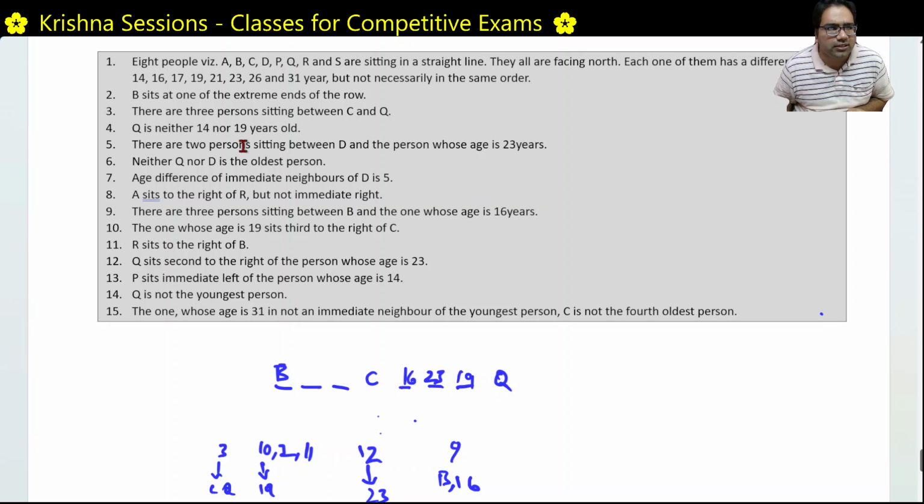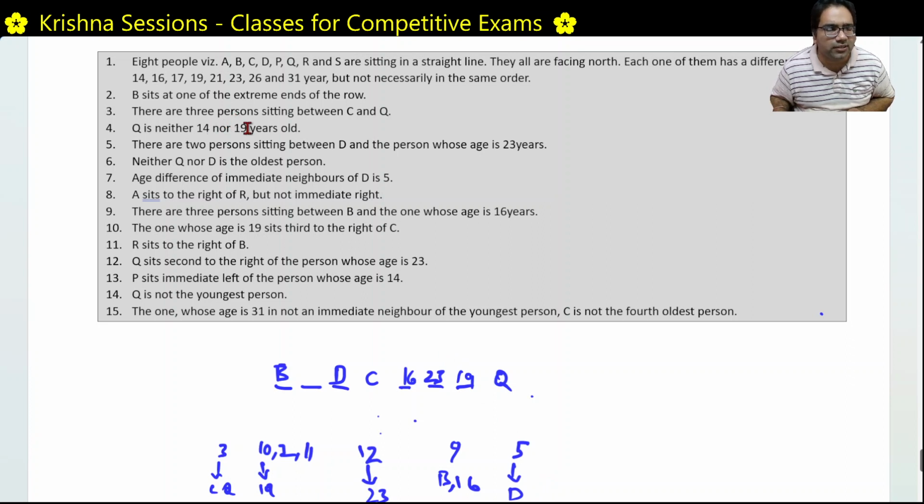Now, there was one condition regarding D, right? There are 2 persons sitting between D and the person whose age is 23. So, right? 2 persons sitting. There is no more slot here, right? All 8 are closed. 1, 2, 3, 4, 5, 6, 7, 8. All 8 are closed. So, where can D sit? D cannot sit here because 8 are closed. So, D has to sit 1, 2, D. This has to be D. Right? So, condition number 5 gives us where is D, right? Because D has to sit 2 steps away from 23, right?